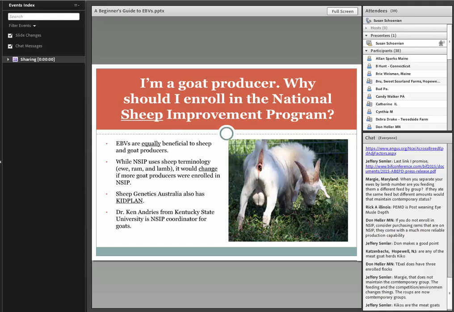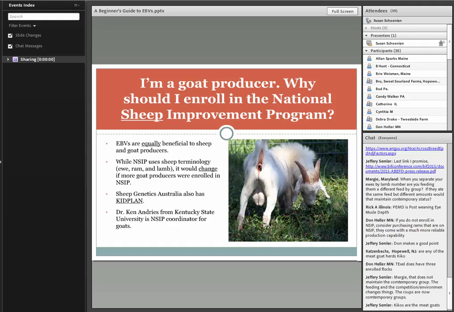Well, you don't like the terms ewe, ram, and lamb. Well, if we get enough goat producers to participate, I do believe that could change. I honestly believe that could change. Also, sheep genetics in Australia, besides LAMBPLAN, they have KIDPLAN. Maybe initially the goat data goes into LAMBPLAN and you have all the lamb terminology, but if we get enough participants, we could use KIDPLAN.